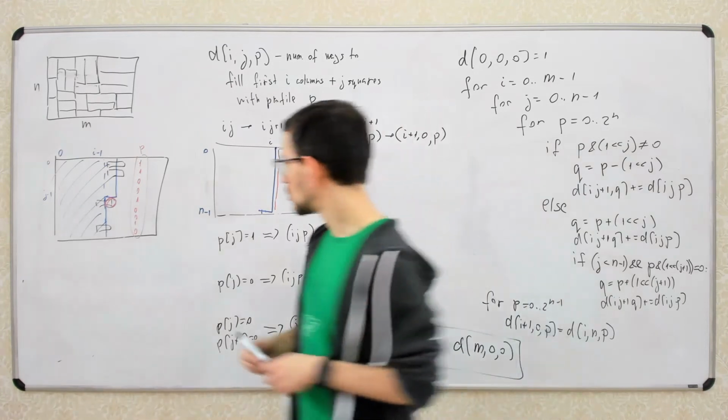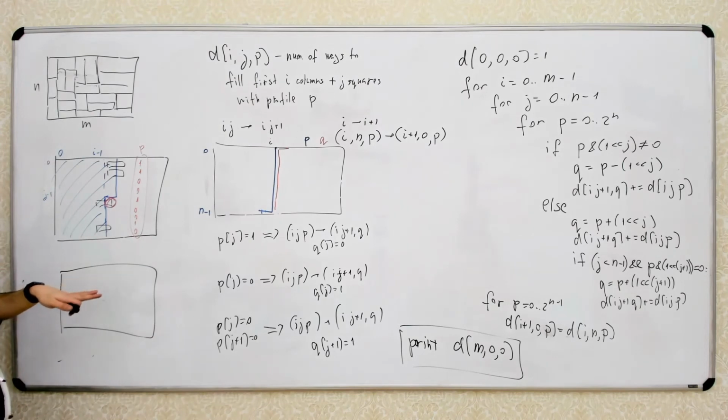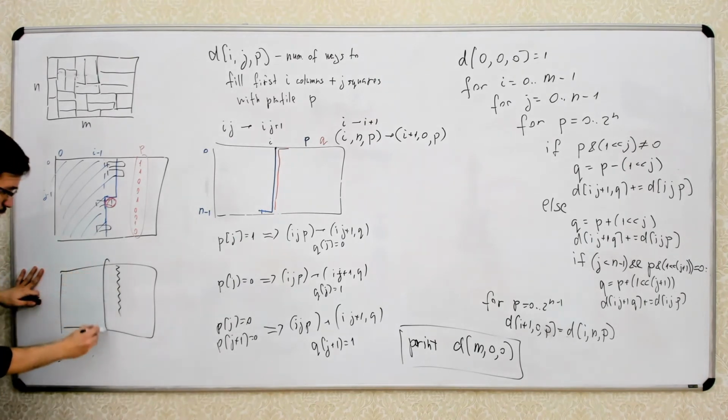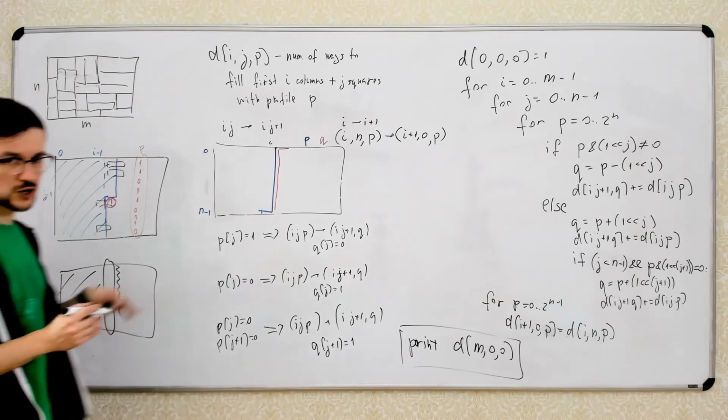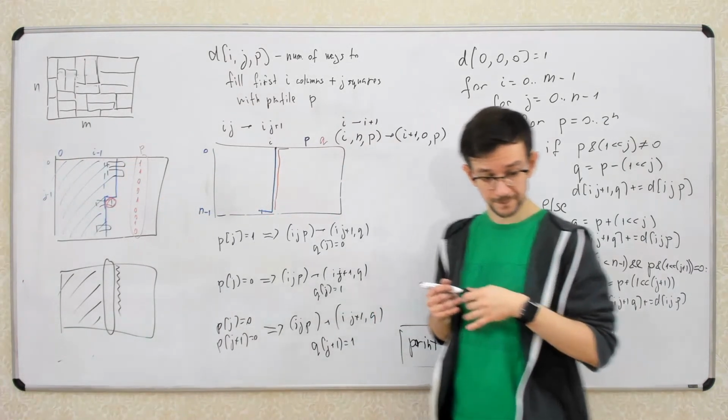Again, what do these situations look like? You need to do something on a two-dimensional grid, and when you fill the next layer, you only need to know the state of the previous. You don't care about what happens here. You only care about the state of the previous layer of your structure.